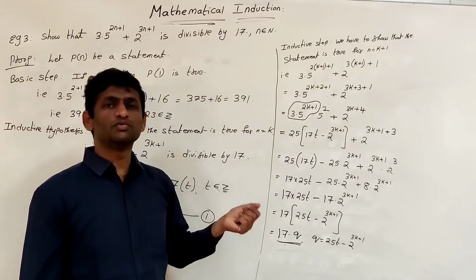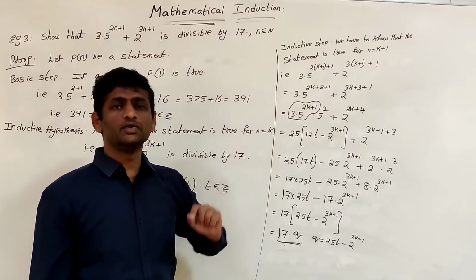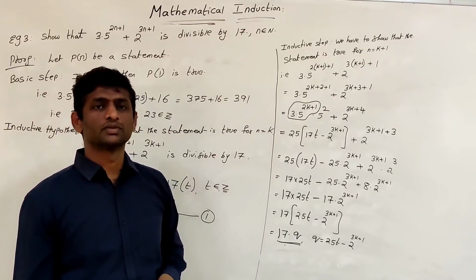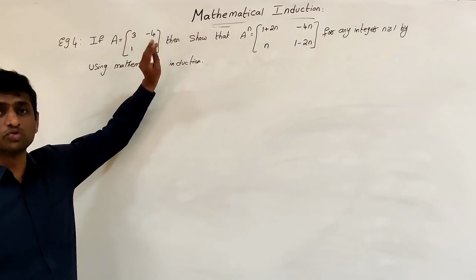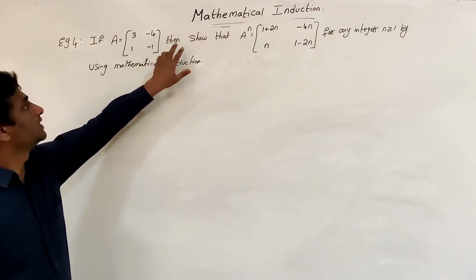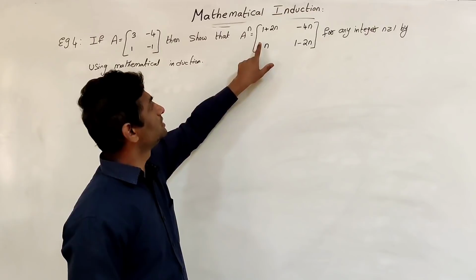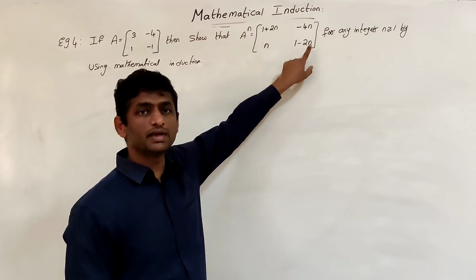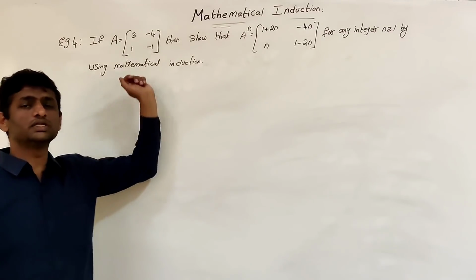Next, we'll go for an interesting problem, one problem from matrices. By using mathematical induction, we'll generalize the nth formula. So the problem is, if A is a 2 by 2 matrix with elements 3, minus 4, 1, minus 1, then show that A to the power of n is again a 2 by 2 matrix with elements 1 plus 2n, minus 4n, n, 1 minus 2n, where n is any integer greater than or equal to 1, by using mathematical induction.